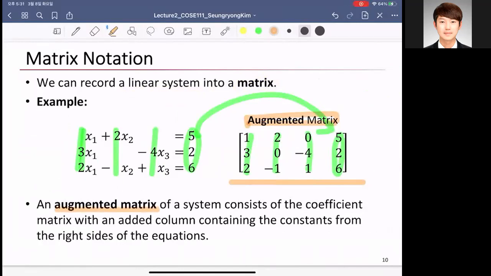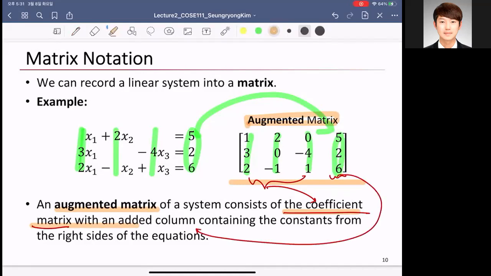This augmented matrix of the system consists of the coefficient matrix with additional one column containing the constants from the right-hand side of the equation. 그렇죠? 5 to 6. Anyway, this is the augmented matrix.